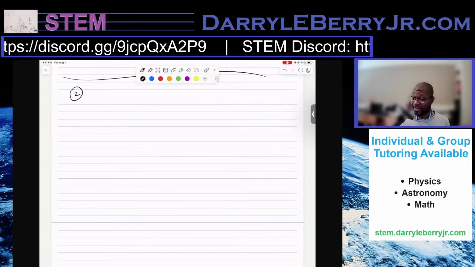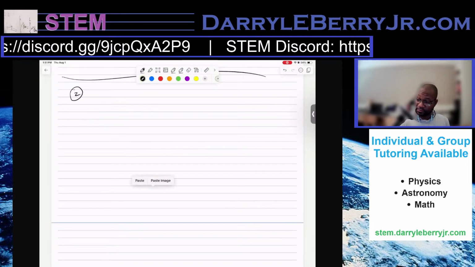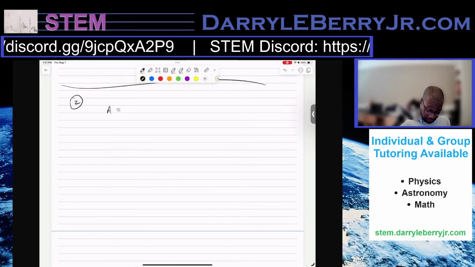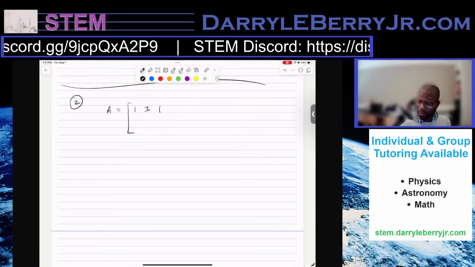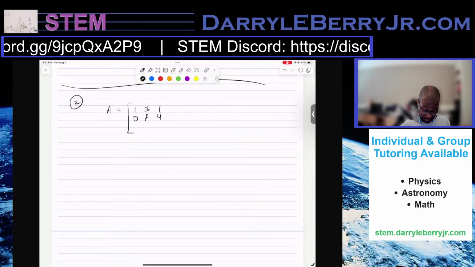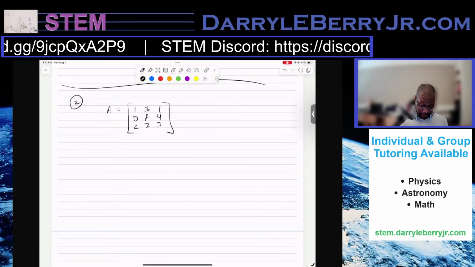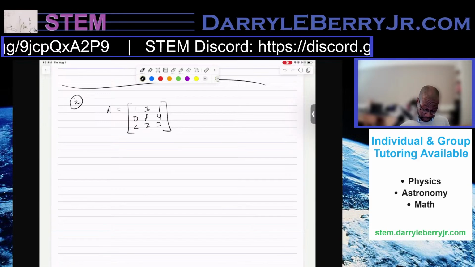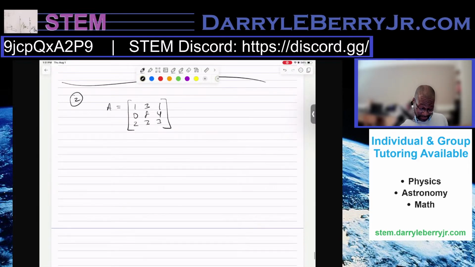Use cofactors to find the determinant for the matrix A, right? So it gives us this matrix, A equals 1, 3, 1, 0, 8, 4, 2, 3, 3. If I ever make a typo, let me know. Let's see, 1, 3, 1, 0, 8, 4, 2, 3, 3. And they want specifically the cofactor process.